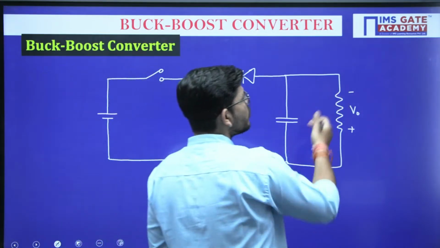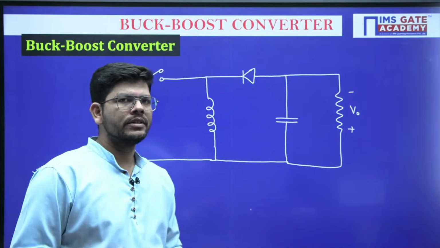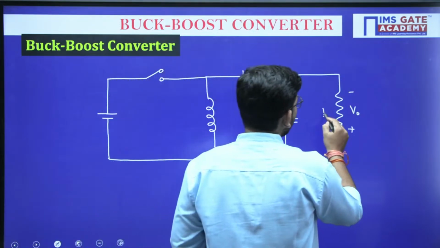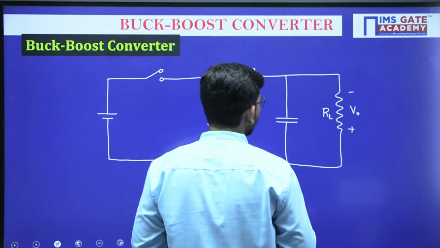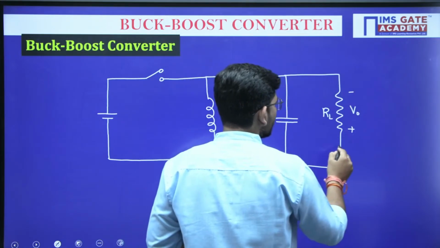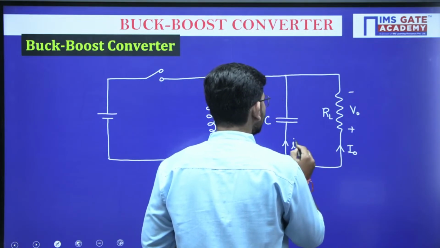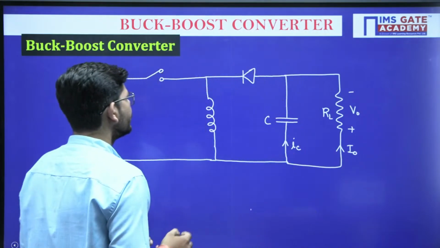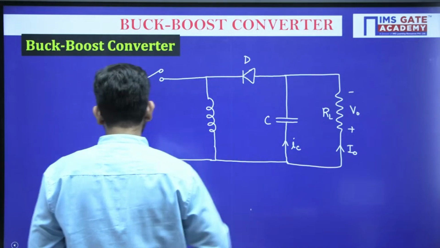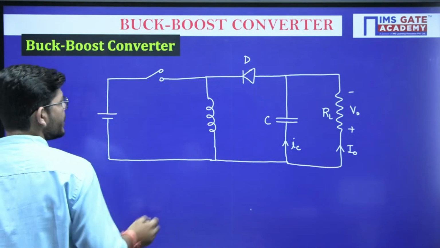So polarity of voltage can be both, it depends. Now we have here the load RL, we have this C, current will now be flowing in this direction and assumed to be positive. This is the diode that we have, and this one is the inductor that we have.